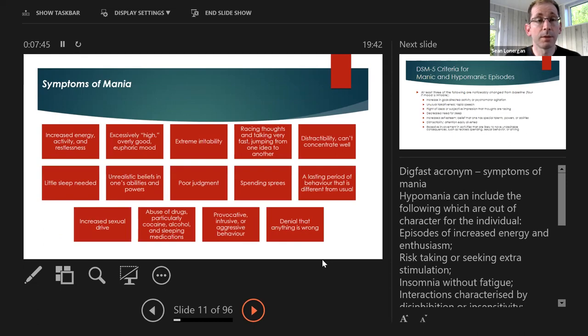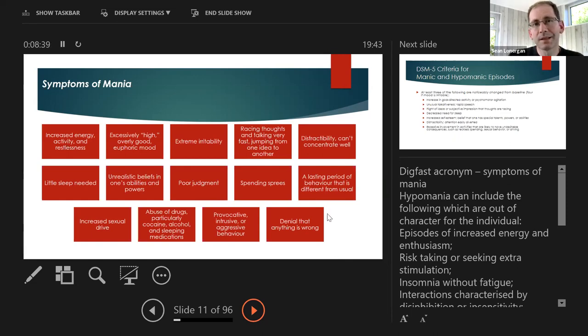These are common symptoms a person may experience if they are experiencing a manic episode. Increased energy, activity, and restlessness, possibly agitation, physically excessively high, overly good euphoric mood, extreme irritability, racing thoughts and talking very fast, jumping from one idea to another, being quite distractible, difficulty concentrating, little sleep needed, if not sleeping at all, while being full of energy for prolonged periods, days at a time potentially. Unrealistic beliefs in one's abilities and powers, so quite grandiose beliefs about the self and a person's abilities, often feeling quite inspired potentially along with that. What others may deem as poor judgment, potential for impulsive behavior such as spending sprees.